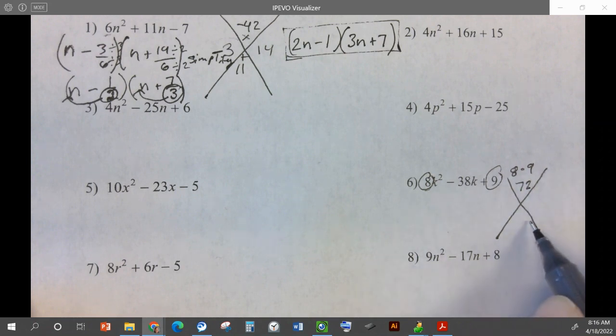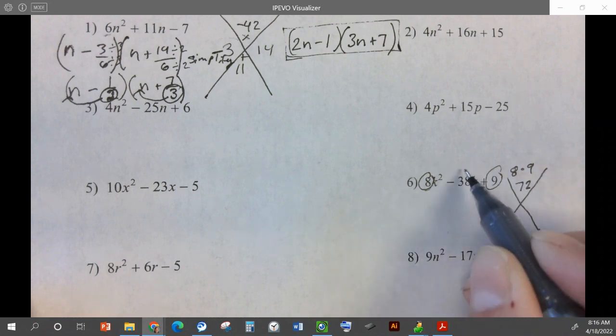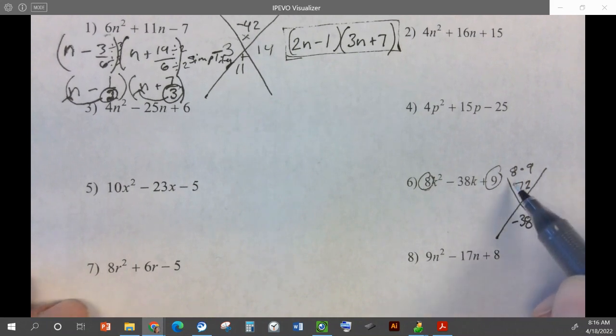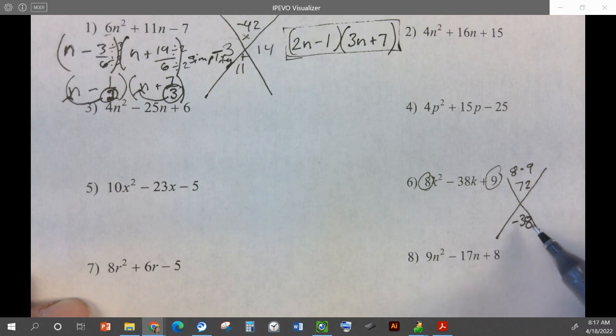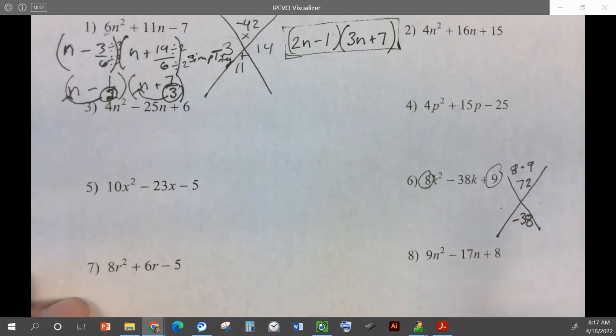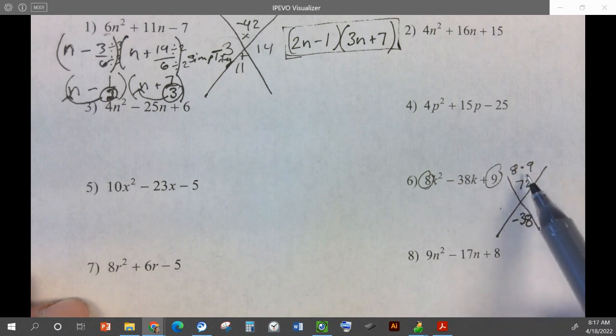And then what goes on the bottom here? Good. And we have to bring the sign. This is negative 38. Okay, so now we need factors of 72 that differ by 38. So this one, we have a positive number up here and a negative number in the bottom. The only way we can have a positive number on the top and a negative number on the bottom is if both of these are negative. So we're looking for two negative numbers that multiply to get 72 and add to get negative 38.